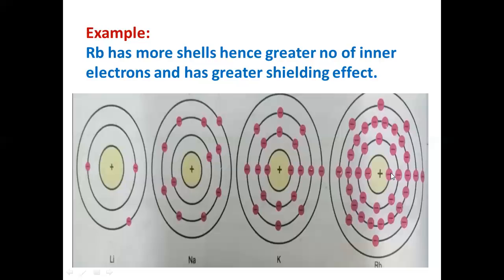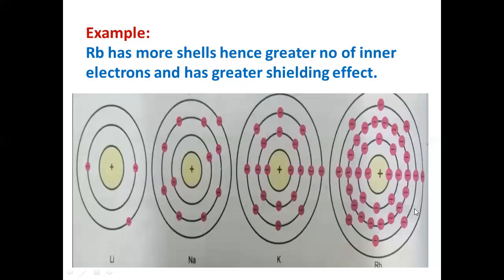So greater the number of inner shells, definitely greater will be the number of inner electrons. You can see only 2 inner electrons are present in lithium, then 2 in the first shell and 8 in the second. So 2 plus 8, 10 inner electrons are present in sodium, and 2 in the first shell, 8 in the second shell and 8 in the third shell. Total, how many inner electrons are present? 18 inner electrons are present in potassium. And atomic number of rubidium is 37. So 36 inner electrons are present in case of rubidium.